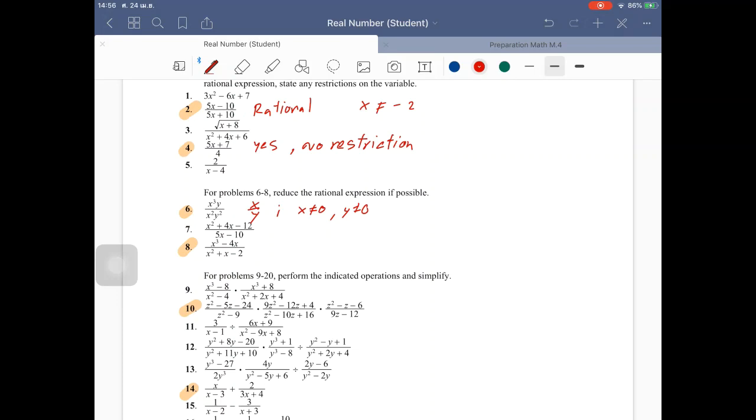Next one, question 8. Okay, you take the common factor out here. Okay, the final answer will be this term, and x cannot be negative 2 and can't be 1.